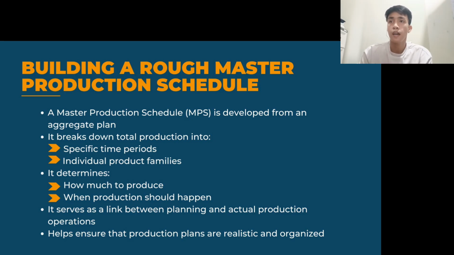So, yung Master Production Schedule or yung MPS ay galing sa Aggregate Plan, which is more general. So, ang ginagawa natin dito is binibigyan natin siya ng mas detailed breakdown. Hinahati natin yung production per time period at per product family. Dito na natin makikita kung gaano karami yung ipoproduce at kung kailan siya gagawin. So, ang importante dito is siya kasi yung bridge between planning at actual production. Meaning, dito naging actionable yung plan.